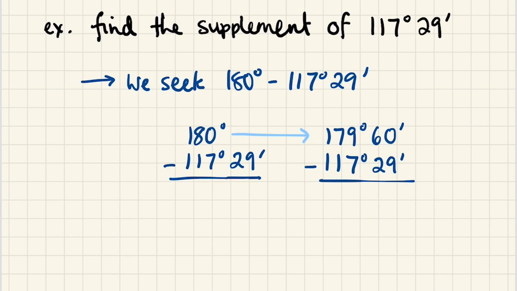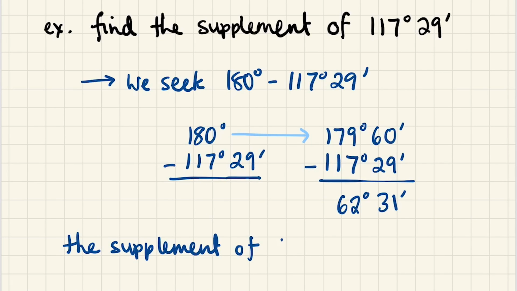Now we can do the subtraction. 60 minutes minus 29 minutes, that's 31 minutes. And 179 degrees minus 117 degrees is 62 degrees. So there's our final answer: 62 degrees, 31 minutes. So we can conclude that the supplement of 117 degrees, 29 minutes is 62 degrees, 31 minutes.